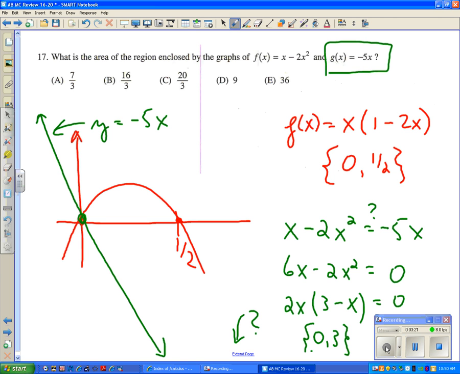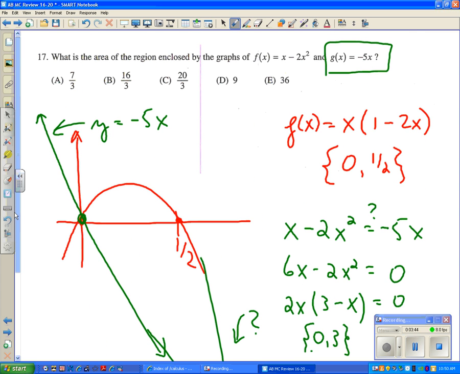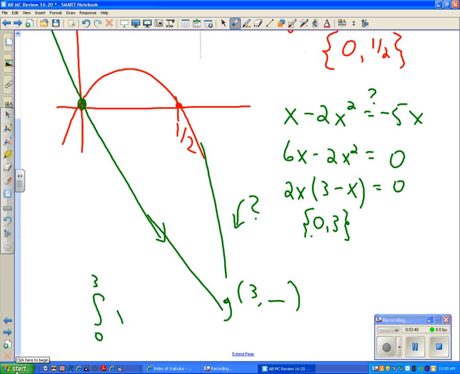Now, this is a lot of prep work in this problem to set up an integral. And the integral is from 0 to 3, because that's where these two things cross. This goes down way over to some x of 3. I'm not even going to calculate the y. So I need to know from 0 to 3, with my upper limit being the curve, and the curve has the equation x minus 2x squared.